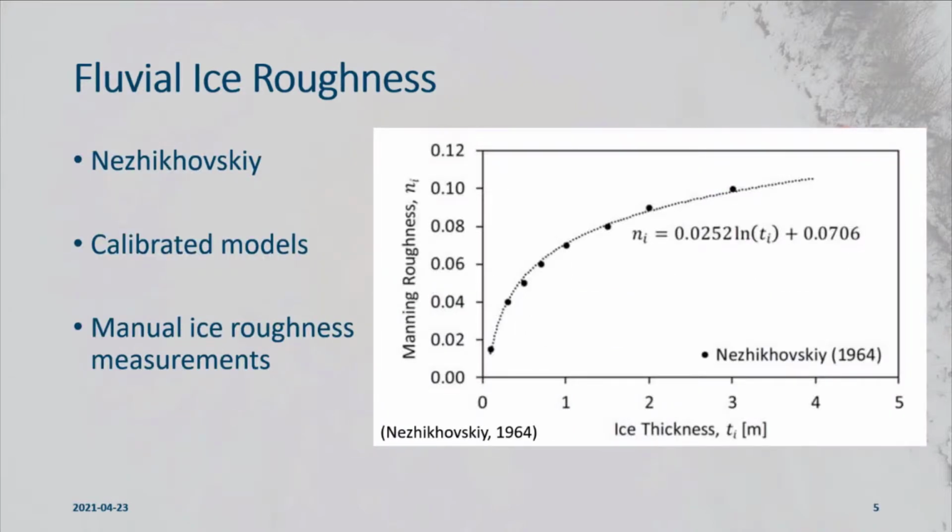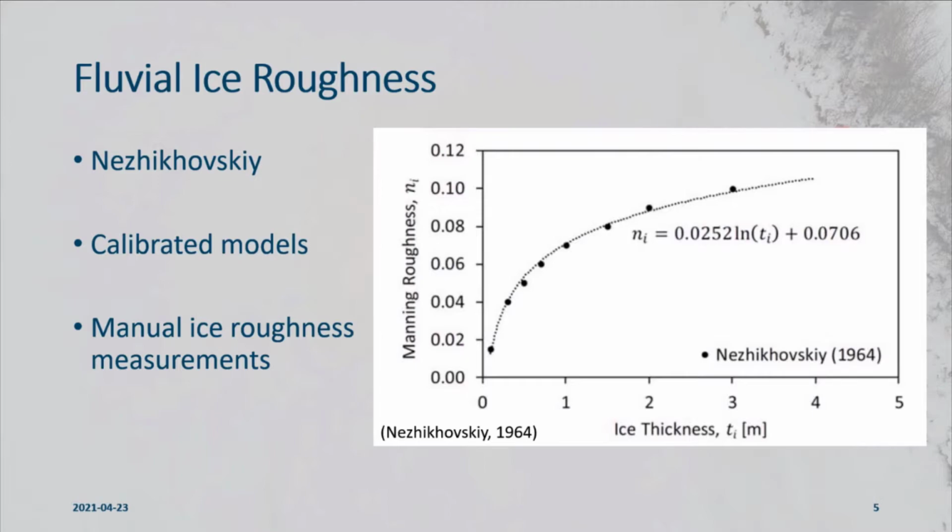So ice roughness is one of the really important determining factors for the severity of flooding, and it's a really important parameter in hydraulic modeling of river covers in the winter. However, the roughness is really difficult to measure or estimate. The back of the envelope, bread and butter calculation for fluvial ice roughness is generally done through a relationship known as the Nezhikhovskiy relationship.